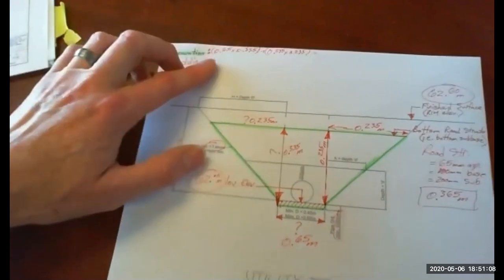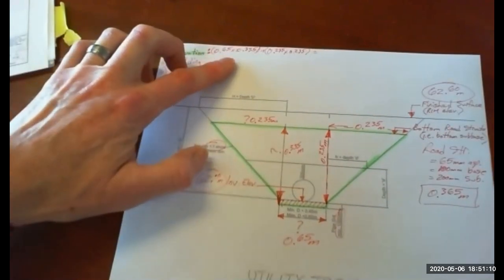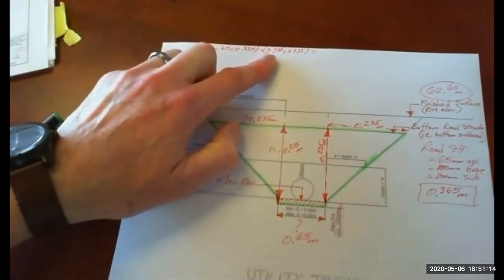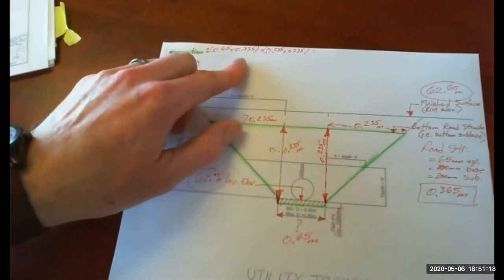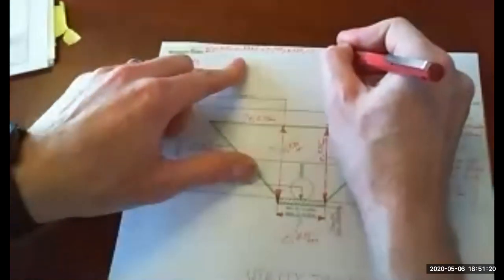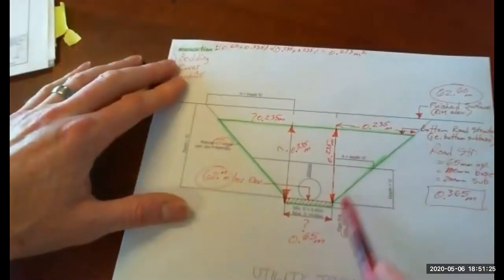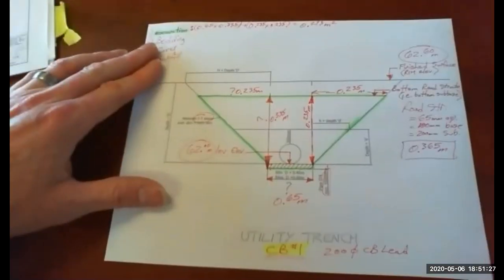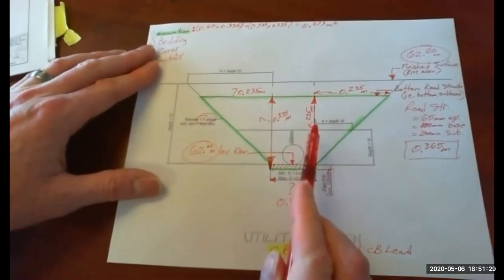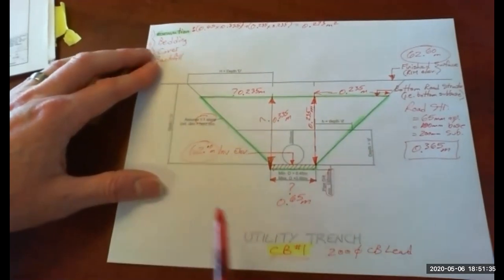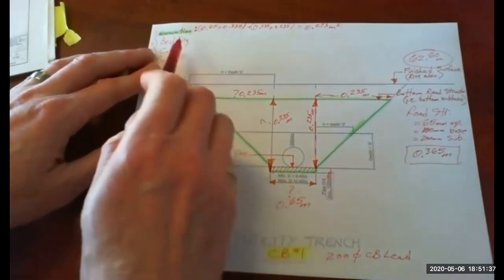So if I do that calculation, so 0.65 times 0.335, and then we'll go 0.235 times 0.235, add those together. So 0.273. That's the area of the trench excavation at the catch basin. So we'll go on to the next one here.